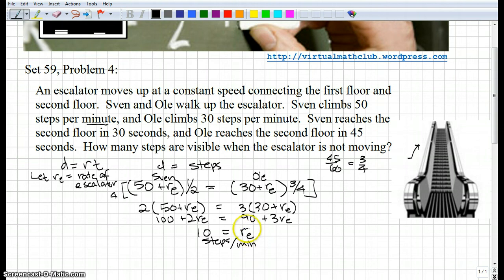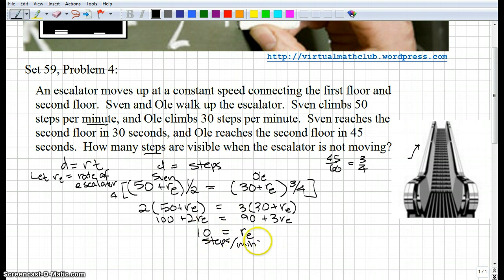But that's not what we're looking for. What we're looking for is how many steps are visible when the escalator is not moving, which is equivalent to asking what is the distance between the first and second floor in steps. We don't know how tall the steps are. Steps, I think, are usually about 8 inches, but we don't know. We're not asked for the distance in inches or meters or anything like that. They ask how many steps are visible, so we're just looking for the distance in steps.